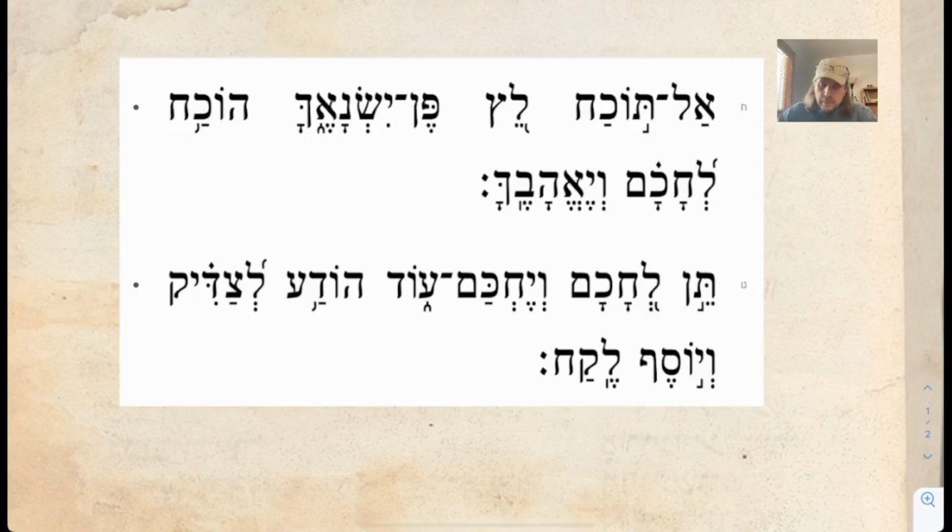So let's go back now and we'll read the whole 2 verses of Proverbs 9. Al tochach leitz pen yisna'echa. Hochach lechacham v'yeh ehavecha. Ten lechacham v'yacham od. Hoda letzadik v'yosef lekach. So do not reprove a scoffer, lest he will hate you. Hochach lechacham, rather correct a wise person, or reprove a wise person, and they will love you. Ten lechacham, give to a wise person, and they will become wiser, yet wiser, or wiser still. Hoda letzadik, help a righteous person to understand or to know something. V'yosef lekach, and they will add it to their treasure.